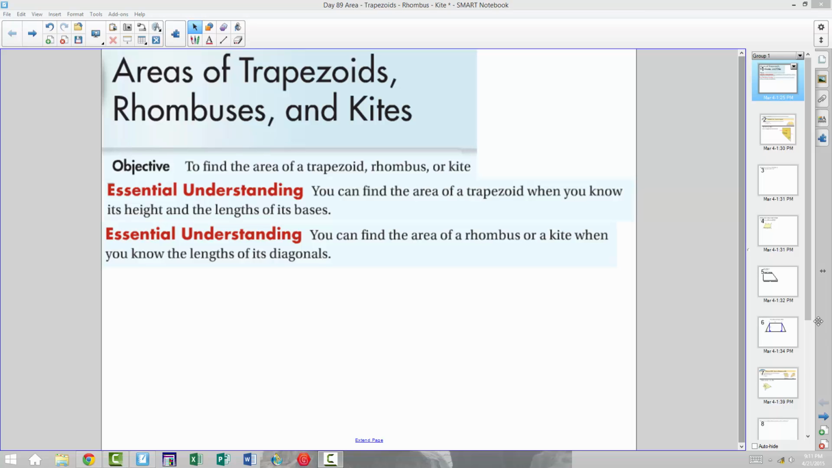Today's video lesson is on areas of trapezoids, rhombuses, and kites. The objective by the end of this lesson is that you should be able to find the area of a trapezoid, rhombus, or kite.